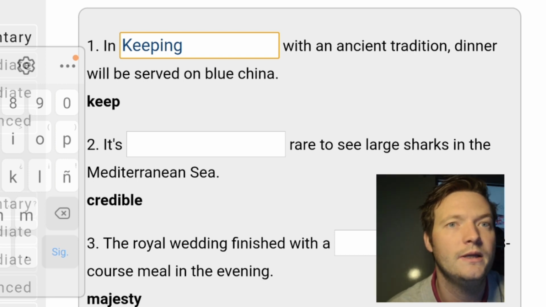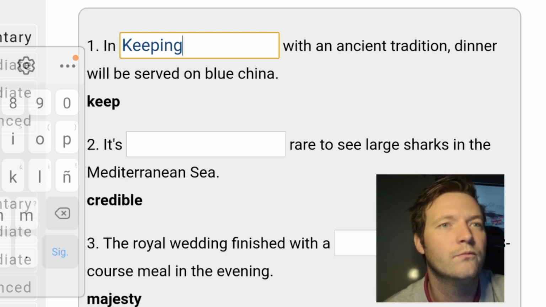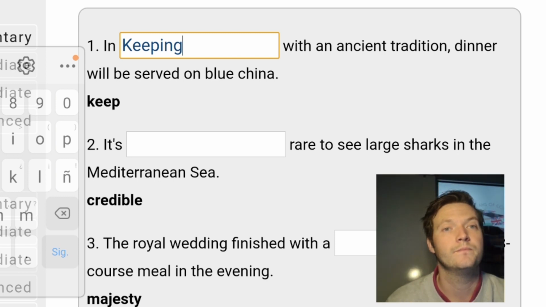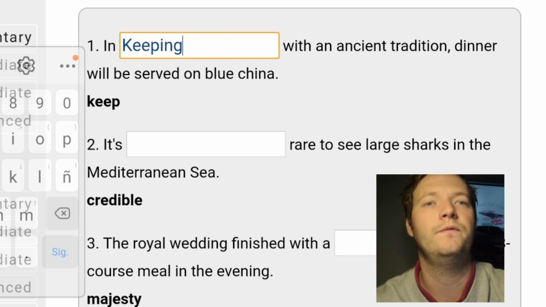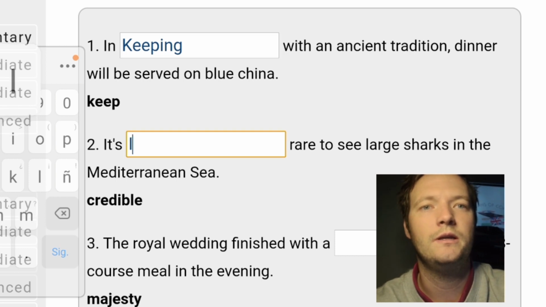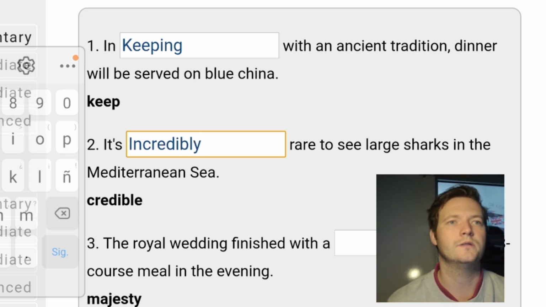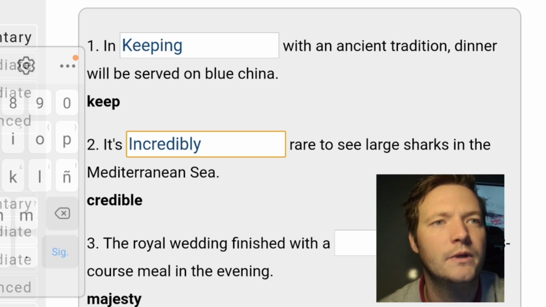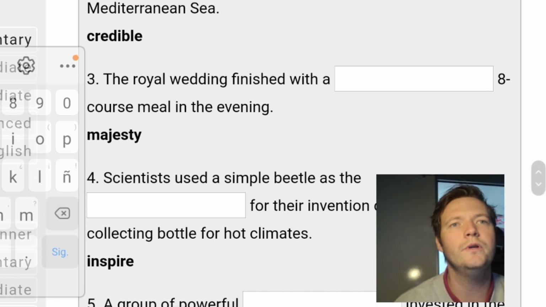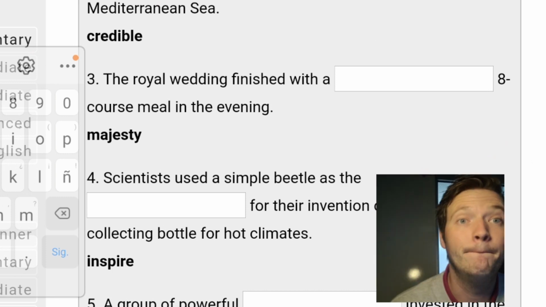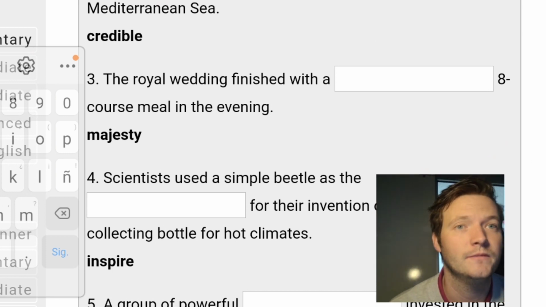Okay, number 2. It's incredibly rare to see large sharks in the Mediterranean Sea. Yeah, it is. What is it? It's an adverb, isn't it? So it's incredibly. It's incredibly rare to see large sharks in the Mediterranean Sea. Yeah, you don't see them very often. It's incredibly rare.